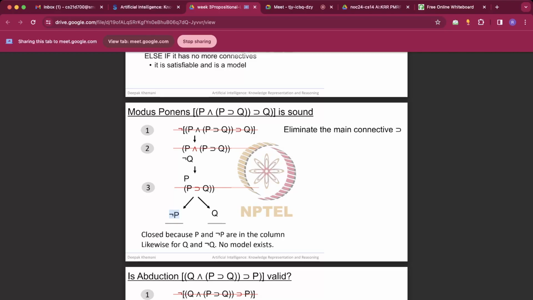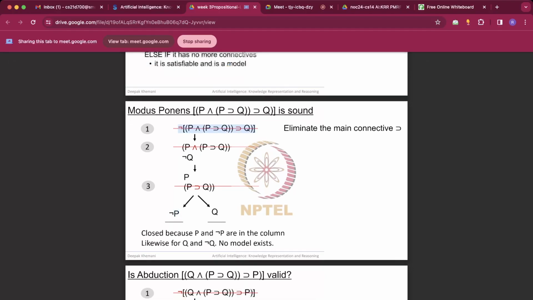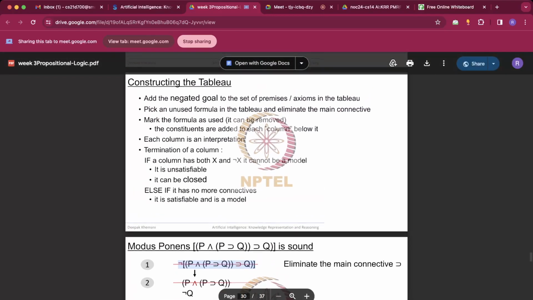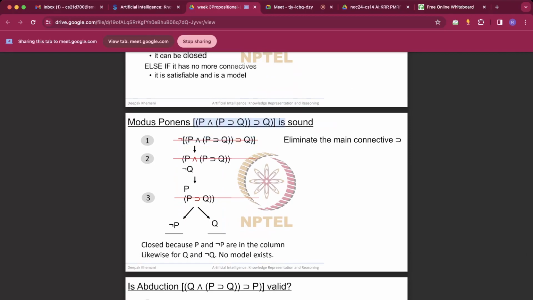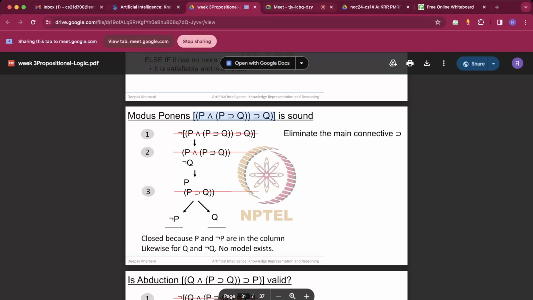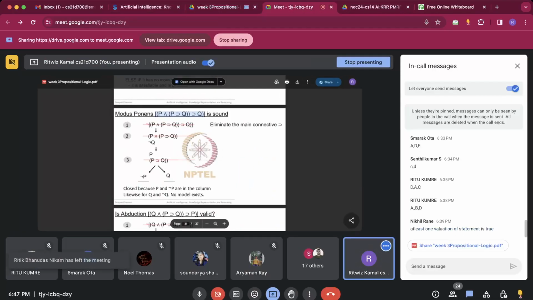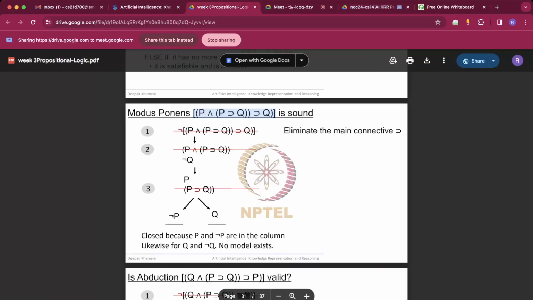And because all of these branches are closed, we can say that the negation of the goal that we started with does not have a model. So the actual goal that we started with, that is sound. Okay, which is this. So this is a simple example that was covered in the course. Okay, that's great.